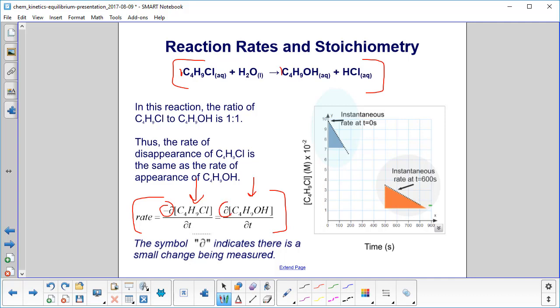And this symbol here, believe it or not, that's also coming from calculus. That's a partial derivative. But for now, we're just going to worry that it's a small change being measured. And that's getting closer to our whole concept of an instantaneous rate. Small change of concentration over a small period of time.